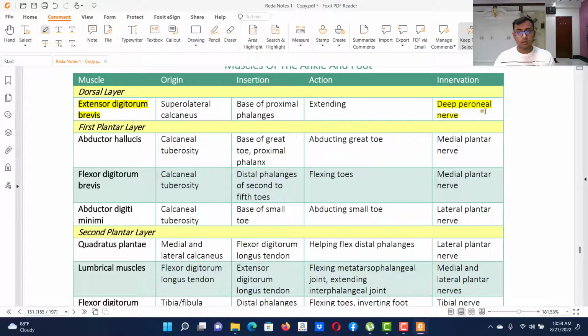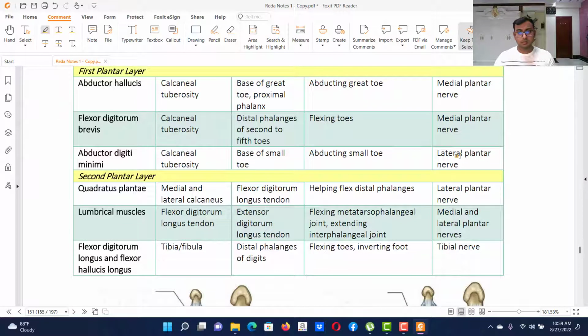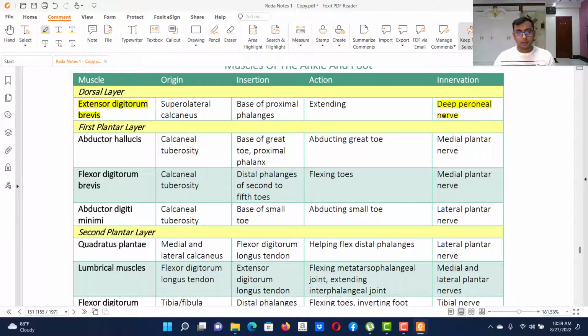See, the deep peroneal nerve is only present in the dorsal aspect. It is a single muscle, not the other muscle. So this is an MCQ. Sometimes if the question is a little bit harder, then these kinds of questions are sometimes asked.